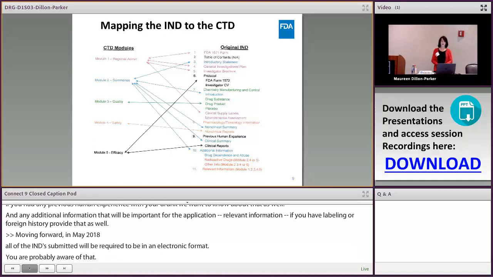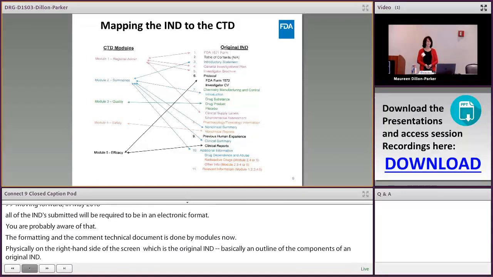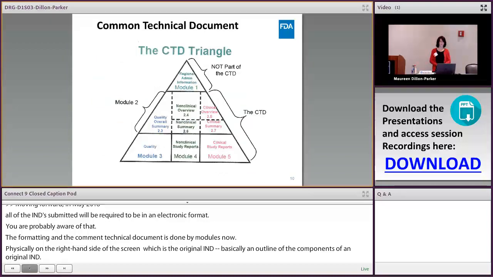And so basically on the right-hand side of the screen, what you'll see is your original IND, and this is basically an outline of the components of an original IND. It's kind of a busy slide, but it shows you now in the CTD format where the pieces from the original IND will now reside in the modules for the CTD formatting. So we'll go through this a little bit so you have a better understanding of it.